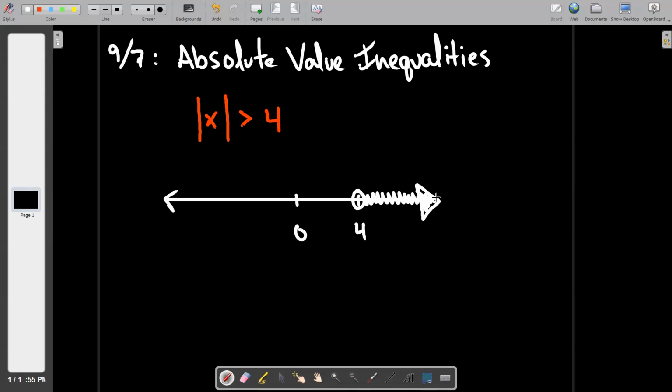But teamwork provided us with some good information here. Not only are those numbers to the right of 4 satisfactorily more than 4 units away from 0, there's an entirely infinitely large set of them over here as well. As long as my distance from 0 is greater than 4, then I've solved this inequality. So far, so good.